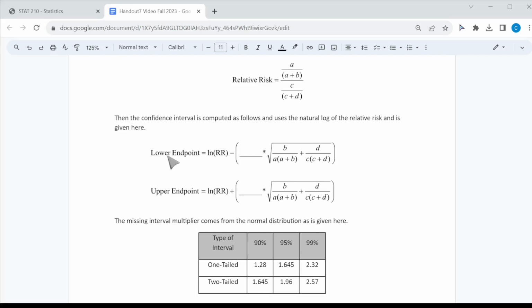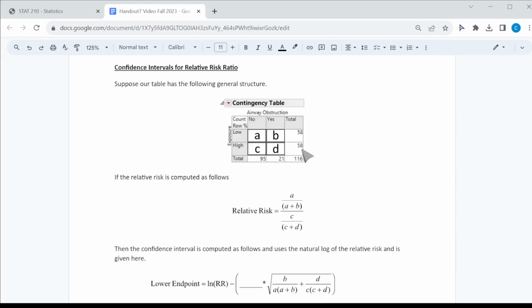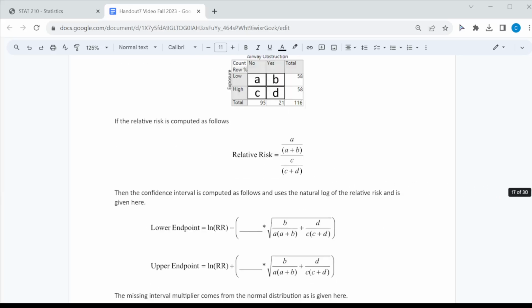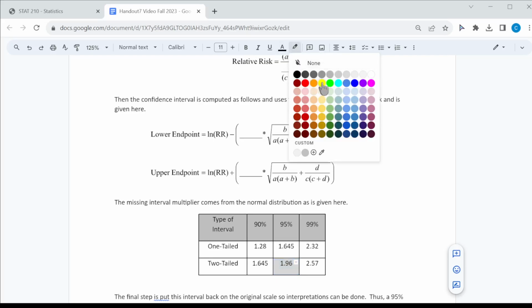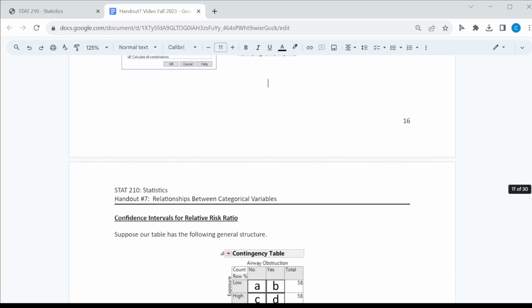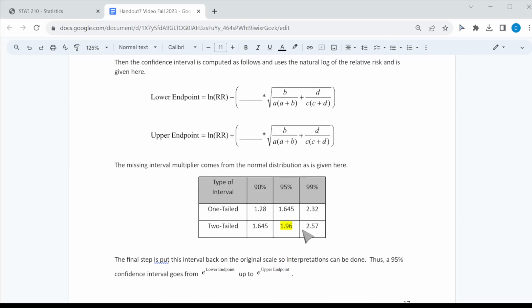So here's the formula for the lower endpoint and the upper endpoint. The A, B, C, and D values are just given by the numbers that are found in each of those cells. So that's how this is set up. This missing quantity here is going to be 1.96. That's going to be pretty standard throughout. That is based on just the normal distribution and the fact that the standard normal distribution, if I use the values negative and positive 1.96, I will end up with 95% of the area under that normal distribution.